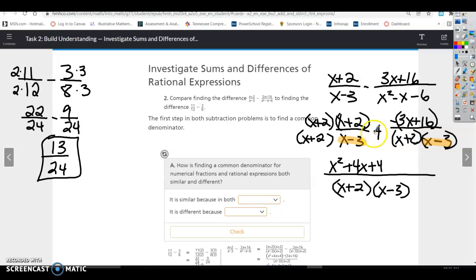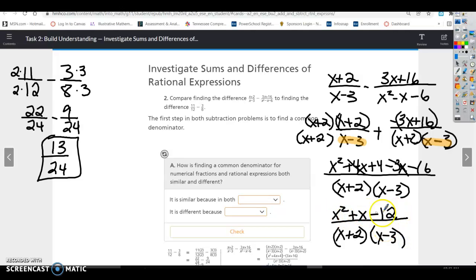Alright, and then I'm going to have plus, and I've got to distribute that negative. So I'm going to have negative 3x and negative 16. And that way it's all one fraction. And if I want to simplify what's on top, I can write this as x squared. I've got 4x minus 3x. 4 minus 3 is just plus x, and I've got 4 and a negative 16, which is negative 12. And that's over x plus 2 and x minus 3.